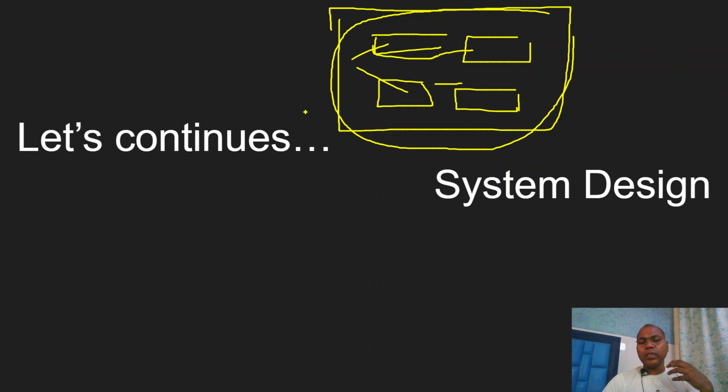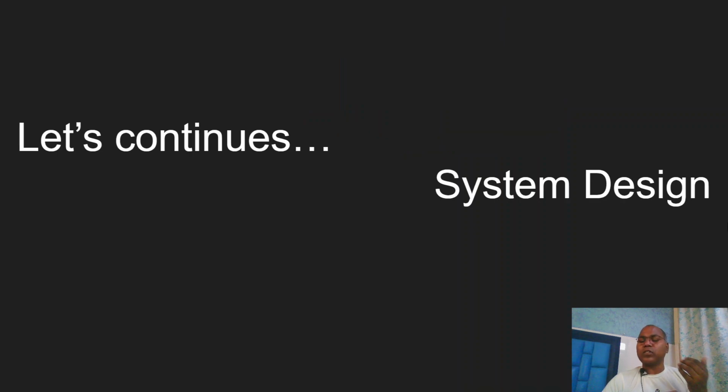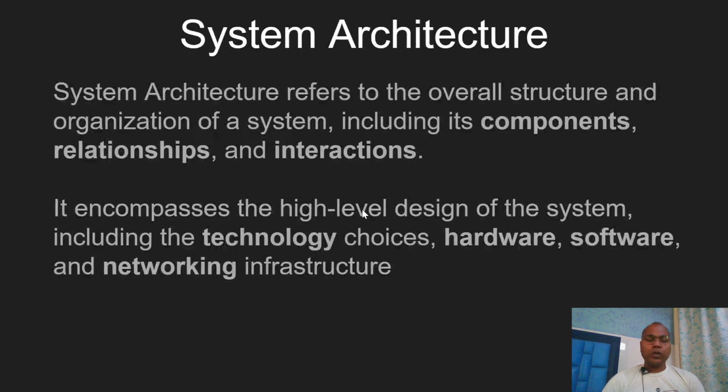So just like in the construction industry, we finalize our architecture first for my house, for my factory, for my company. Similarly, in software system design, we first finalize our system architecture. So let me talk about system architecture. This is the very first prerequisite for any system you are going to design.